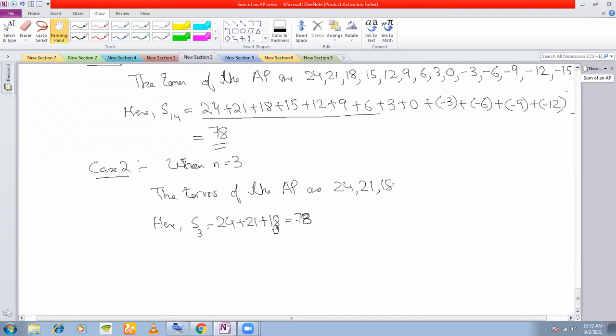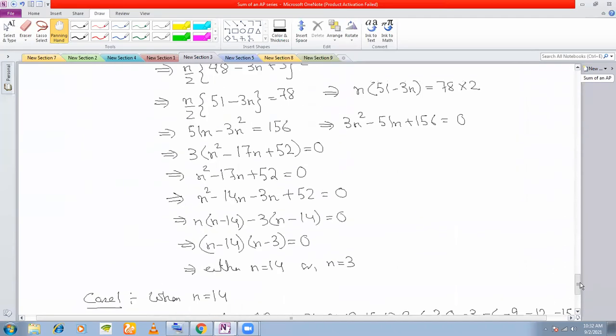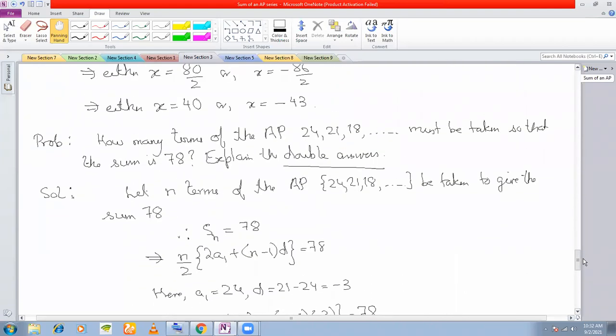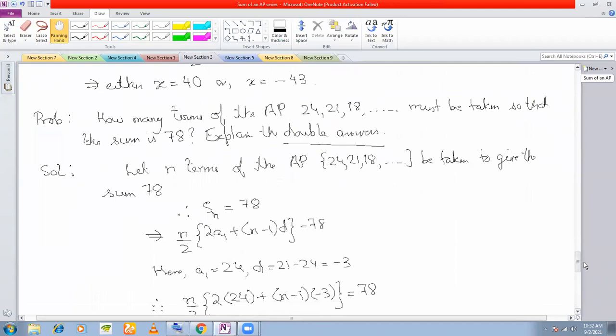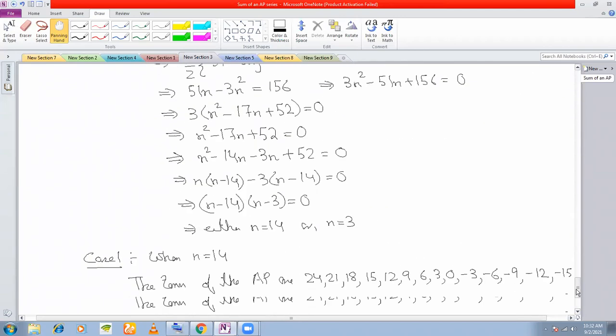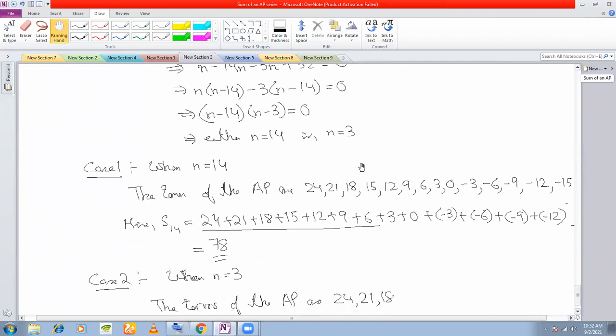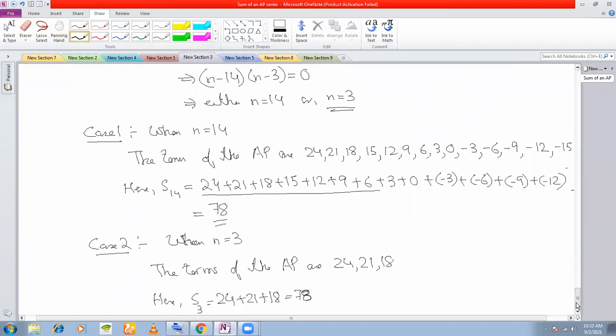Sir, 15 is also there. Which one? 15. But there are only 3 terms. Let me check the terms. 24, 21. Okay, there's the 15 term, no? Oh, there's no 15. Because n is equal to 3 we are getting, right? Yes, n is equal to 3. Sir, then the sum is not 78.